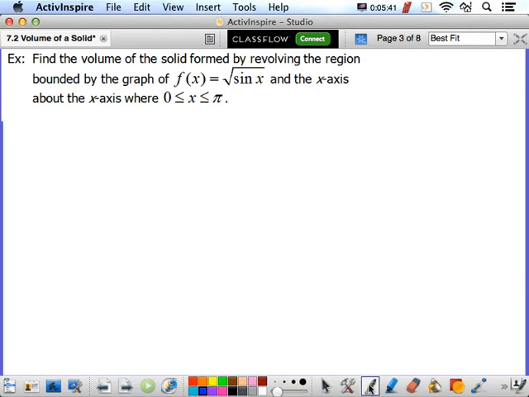So if we use our graphing calculators and type in y equals the square root of sine x and zoom trig it, each one of these tick marks is pi over 2. So this is 0, this is pi over 2, this is pi. And it ends up looking sort of like a perfect little semicircle like this.